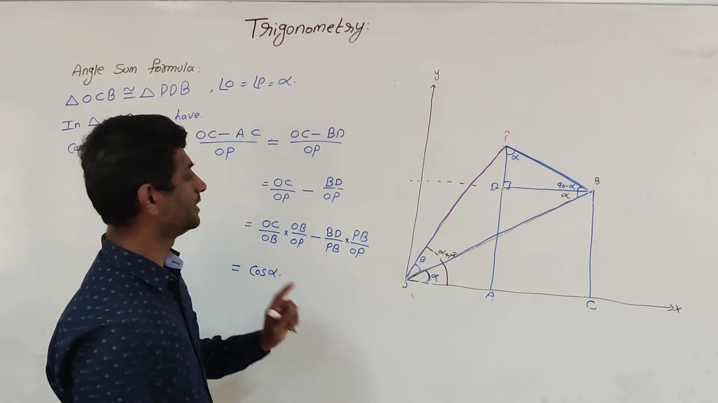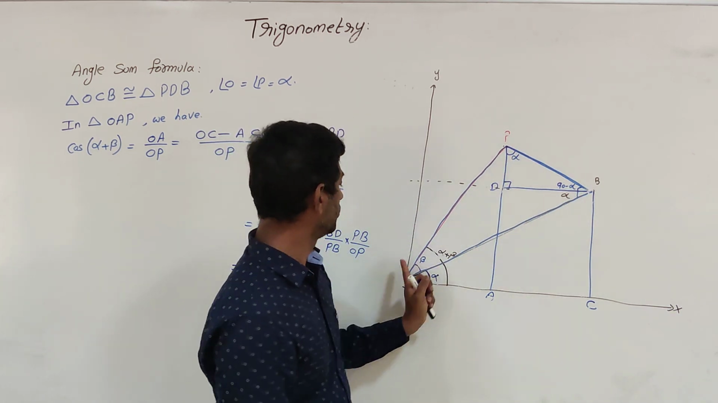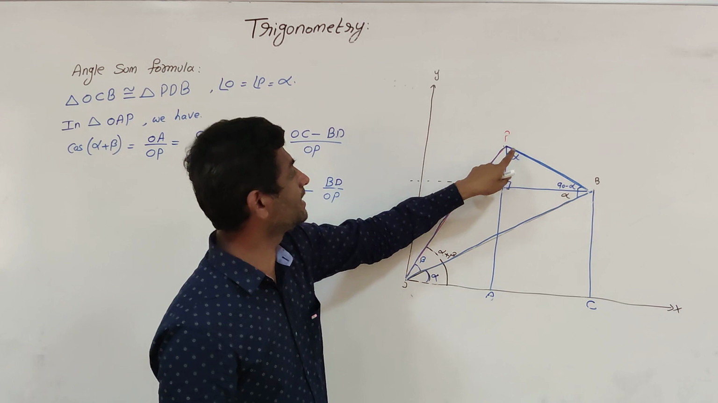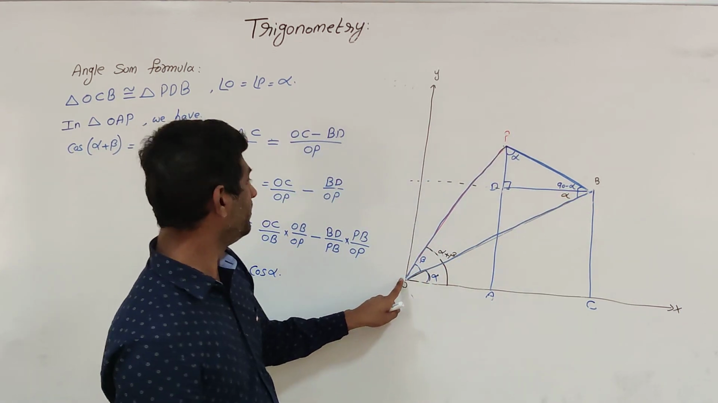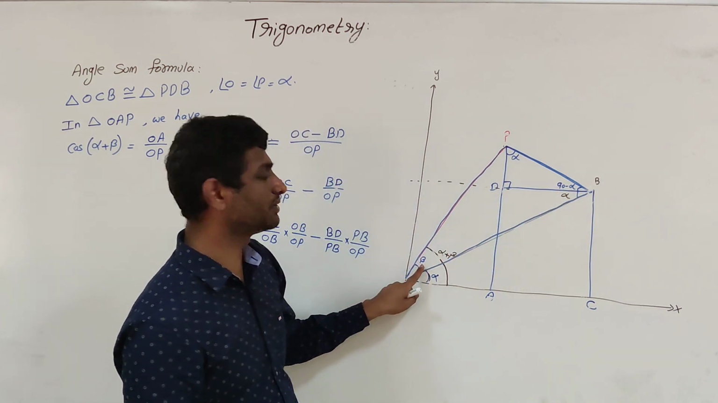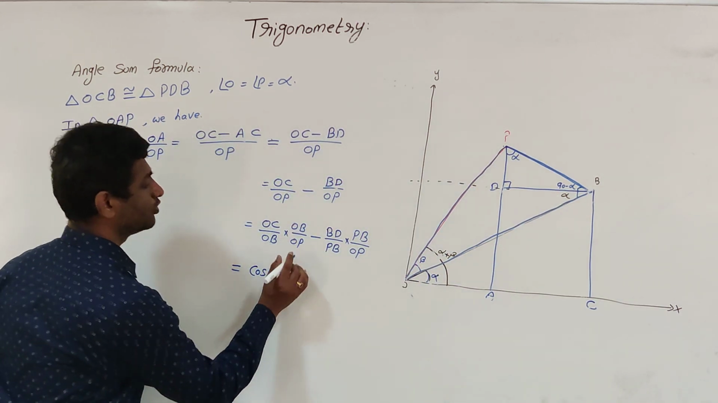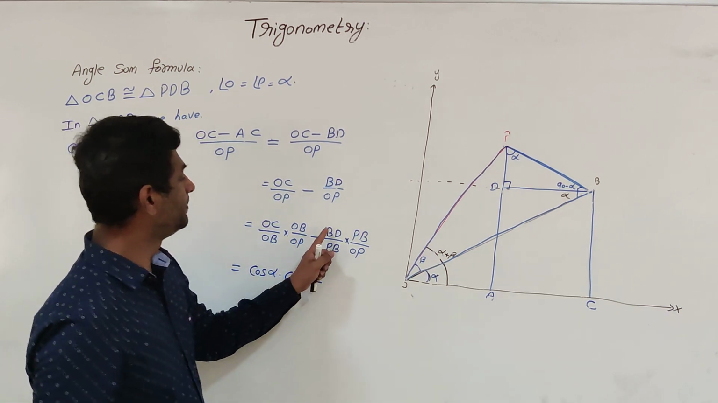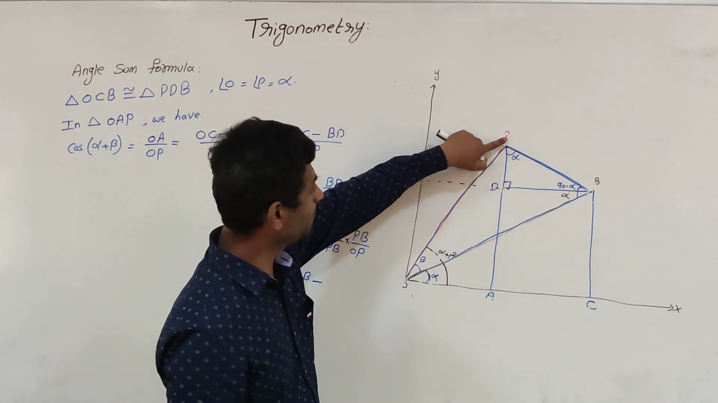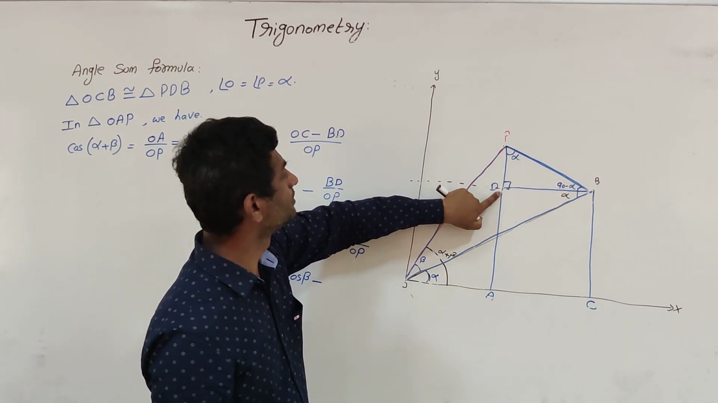OB by OP. OB by OP means there is one more right angle triangle PBO, therefore beta. OB is the adjacent side for beta and OP is the hypotenuse, means OB by OP gives cos beta, minus PD by PB.